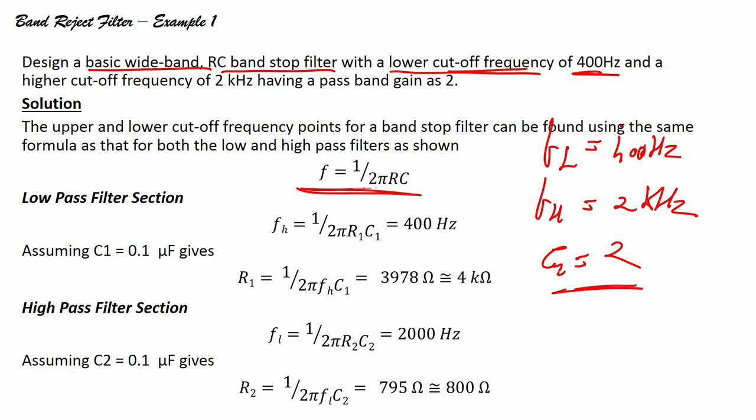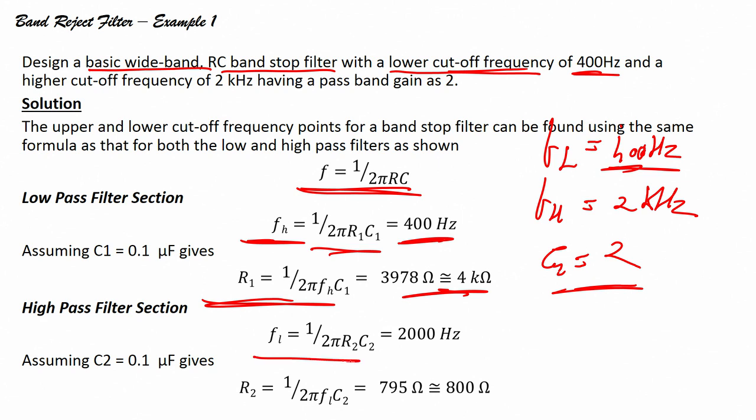Now, we know this formula. So, FH equals 1 upon 2 pi R1 C1. So, we have 400 hertz already, so R1 will be nothing but 4 kilo ohms, right, very easy. Now, in the same way FL equals 1 by 2 pi R2 C2. So, we already know FL is equal to 2 kilohertz or 2000 hertz. So, R2 would be nothing but 800 ohms.